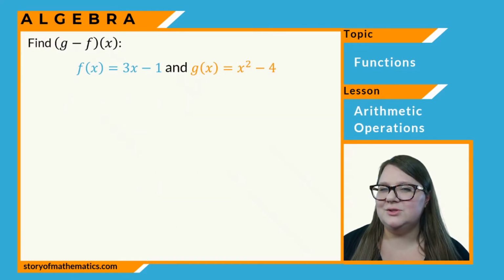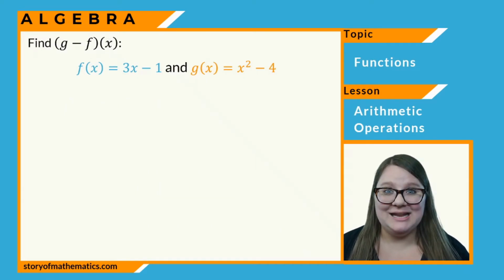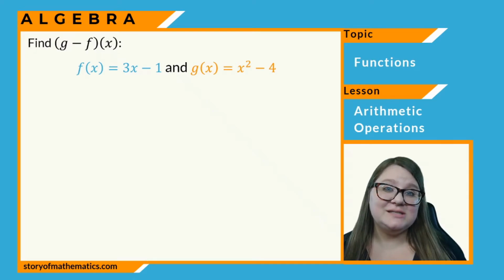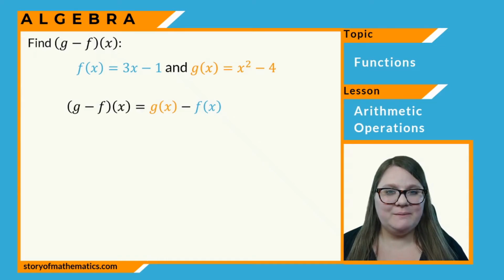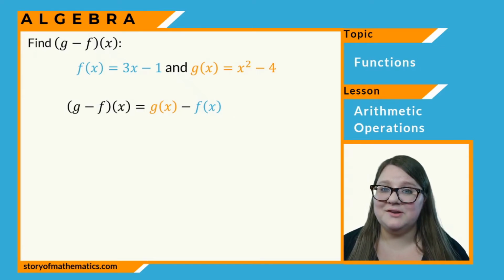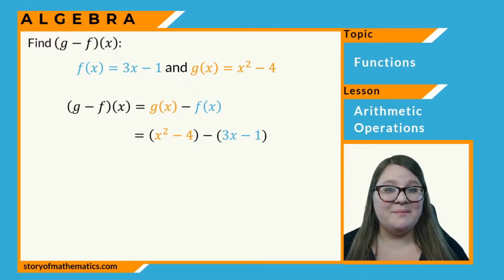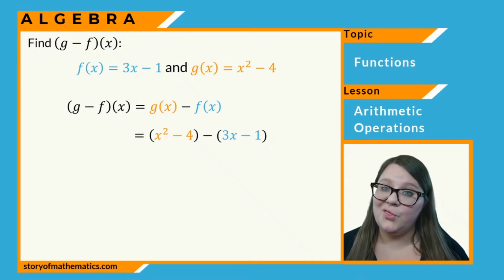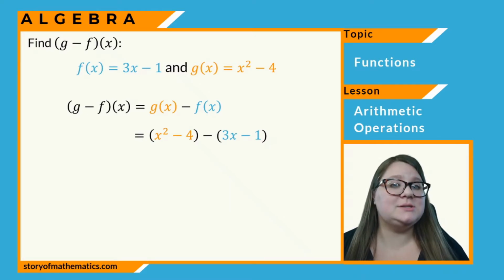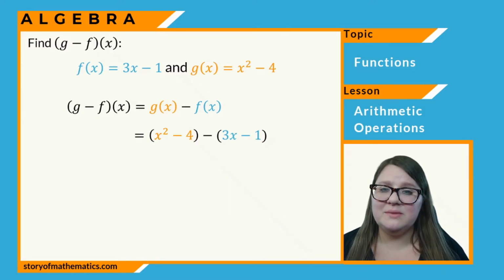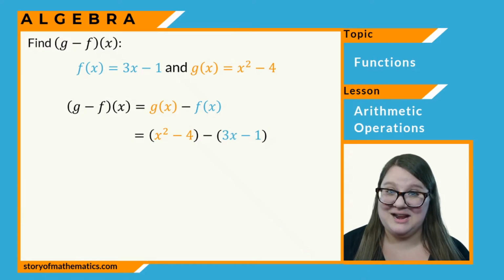Now, what if I want to do a subtraction problem instead? So using the same two functions, I want to find g minus f of x. So I'm going to rewrite that as g of x minus f of x. I'm going to substitute my functions in again. So I have x squared minus 4 minus 3x minus 1. Now notice here I have parentheses around each set because it is so much easier to see how I'm going to need to distribute that negative when I have it.